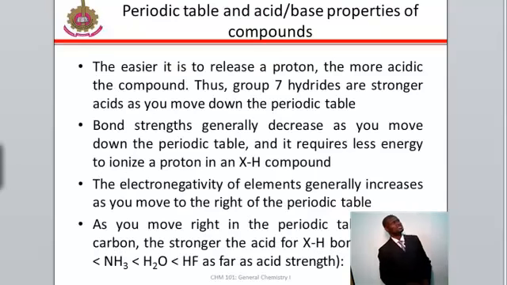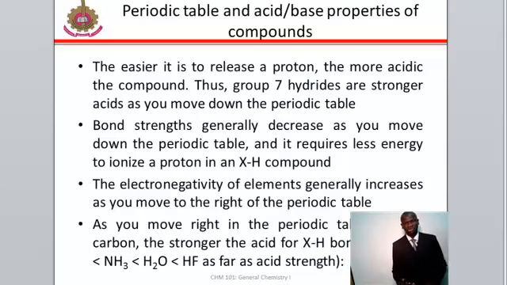Periodic table and acid-base properties of compounds. Like I said earlier, the easier it is to release a proton, the more acidic the compound is. And that's the reason why the group 7 elements of the periodic table are highly acidic in nature as you move down the periodic table. And the bond strength, on the other hand, generally decreases as you move down the periodic table, and requires less energy to remove the proton in an XH compound. That is, X stands for halogen and the H stands for hydrogen.